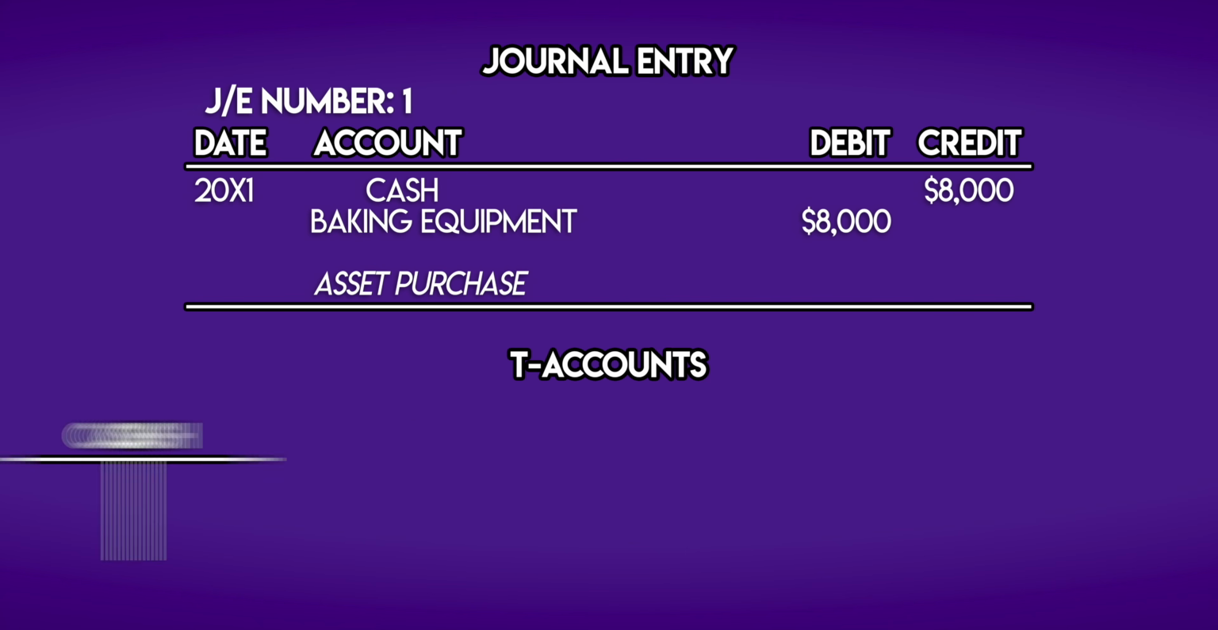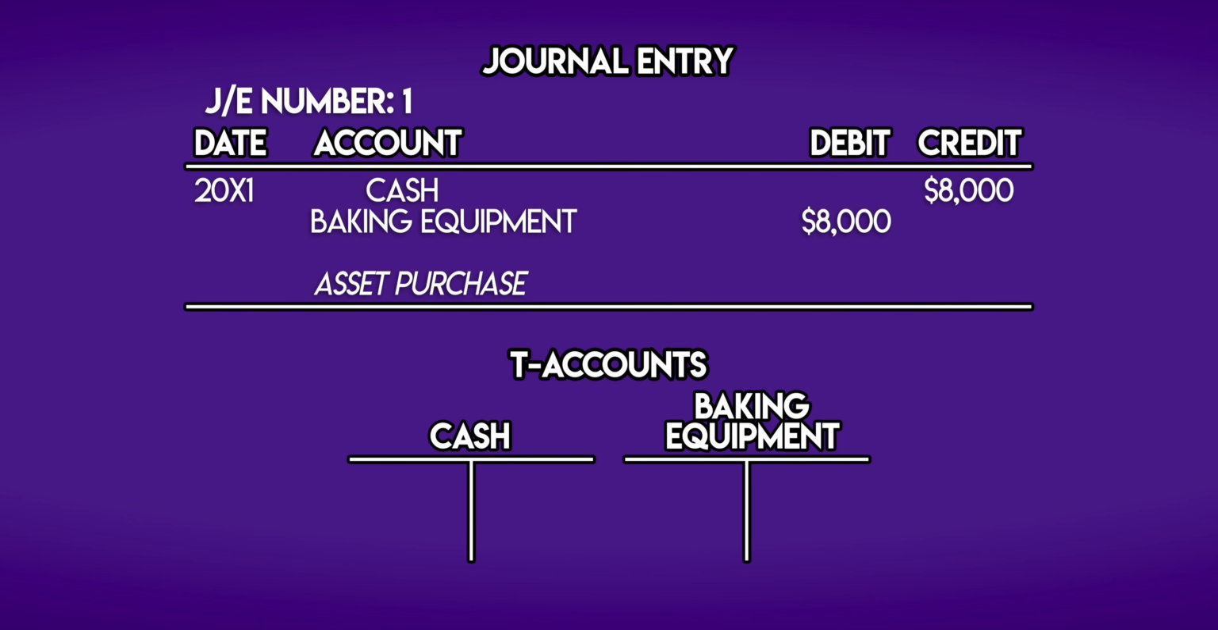So far, you have one for cash and one for baking equipment. A T account is a visual representation of an account where debits go on the left and credits go on the right. In Journal 1, you credit the right-hand side of your cash account by $8,000 to decrease it, and debit the left-hand side of your baking equipment account by $8,000 to increase it. This is a balance sheet to balance sheet transaction.